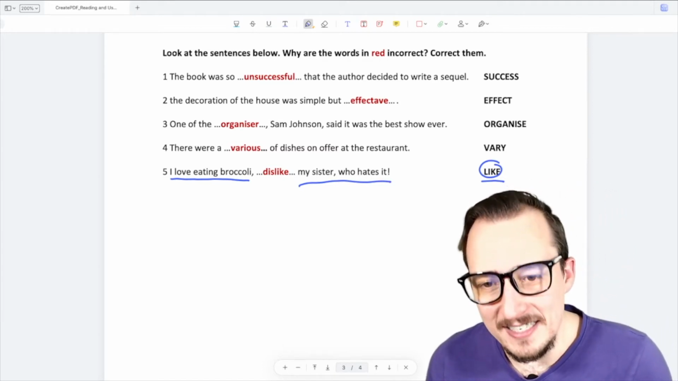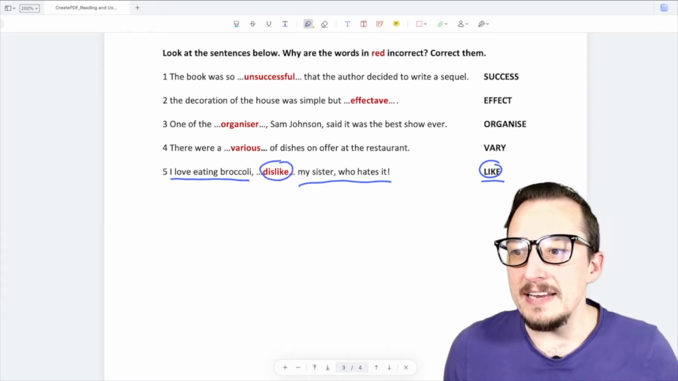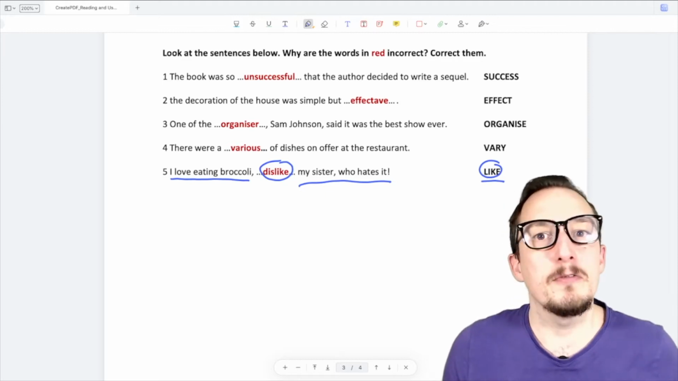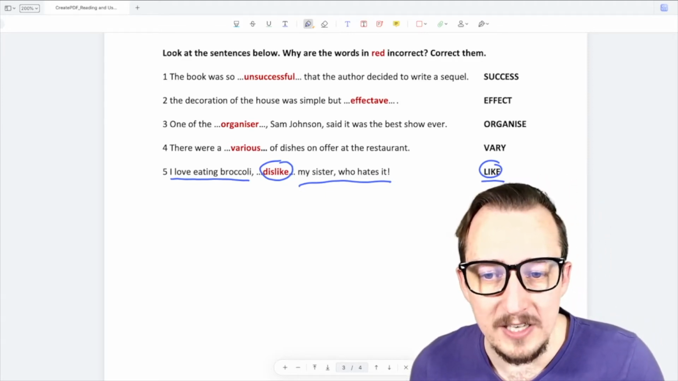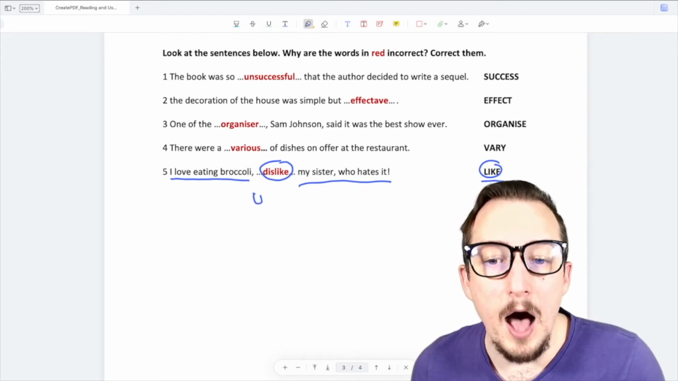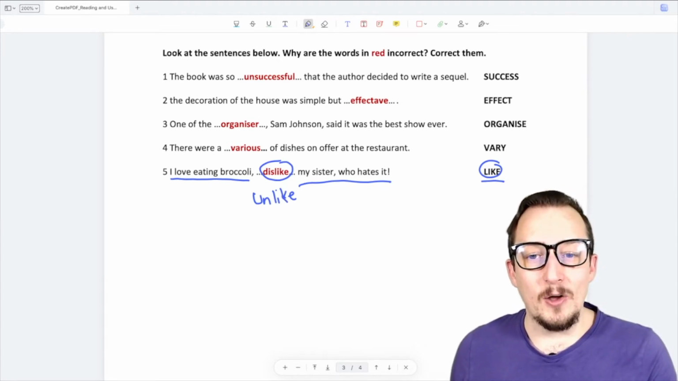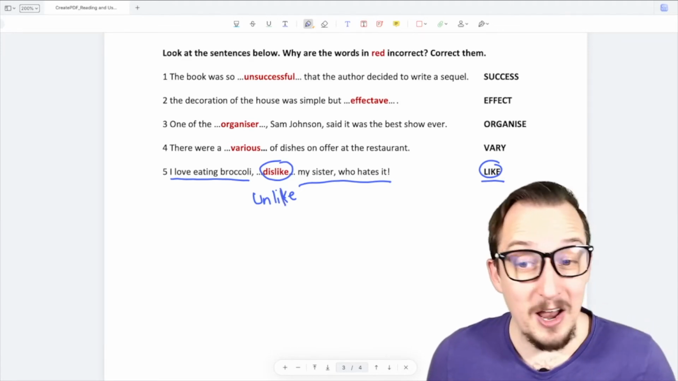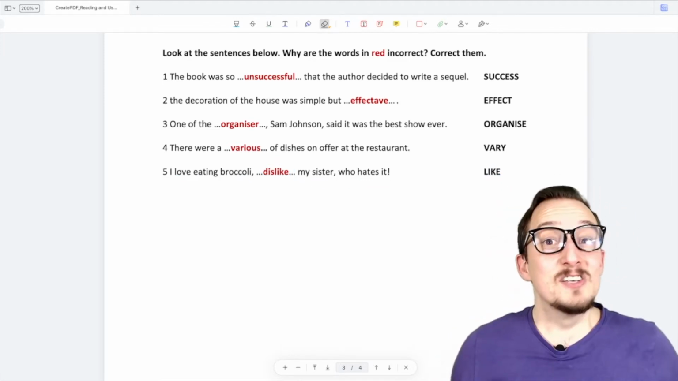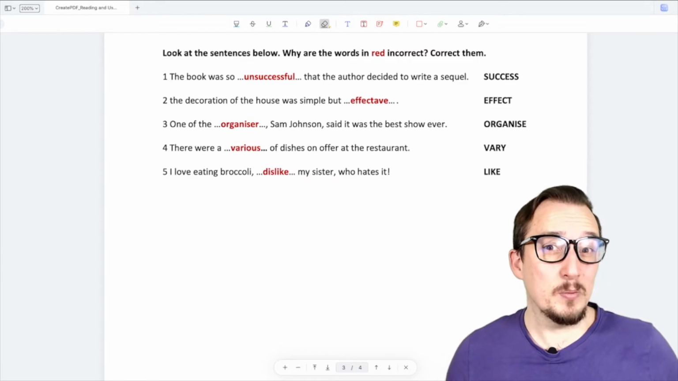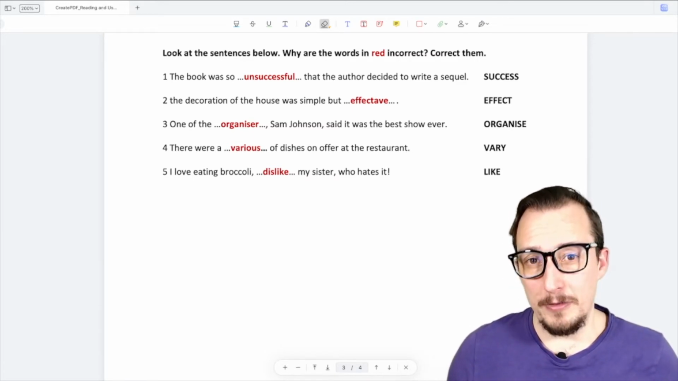Now, the word dislike actually means you don't like something, but we need a word that means different from or not similar to. And with like, the correct answer would be unlike. So in the context of the sentence, that would read, I love eating broccoli, unlike my sister who hates it. So we're now starting to see some of the things that we need to think about when completing each gap of the Reading and Use of English Part 3.